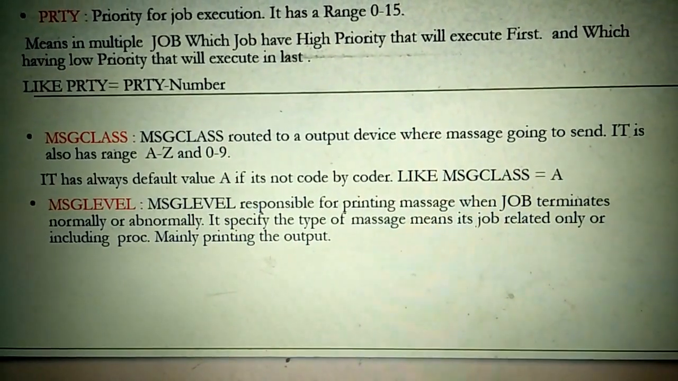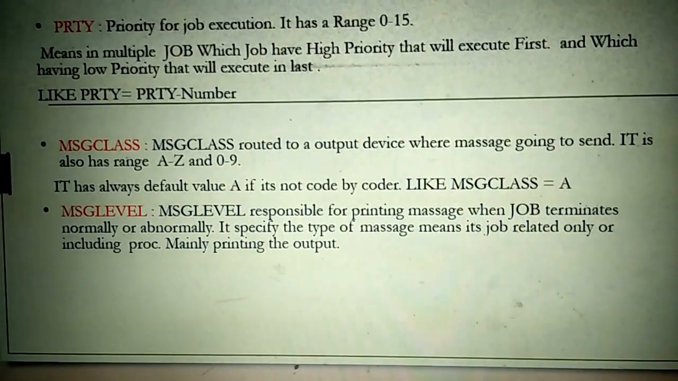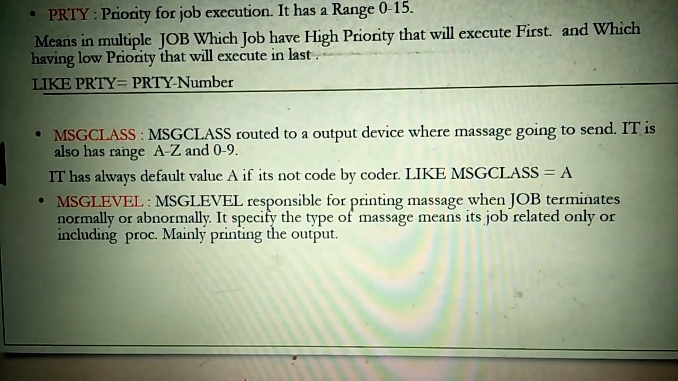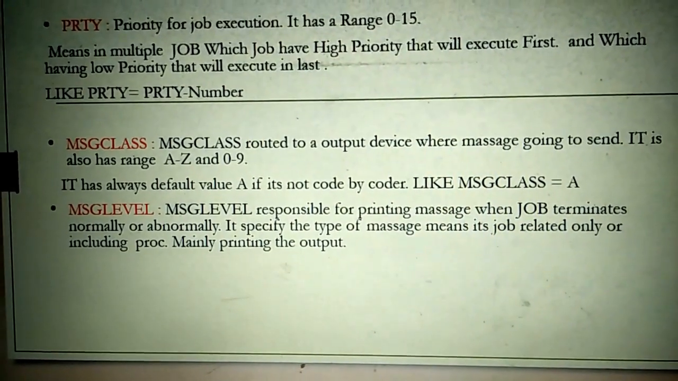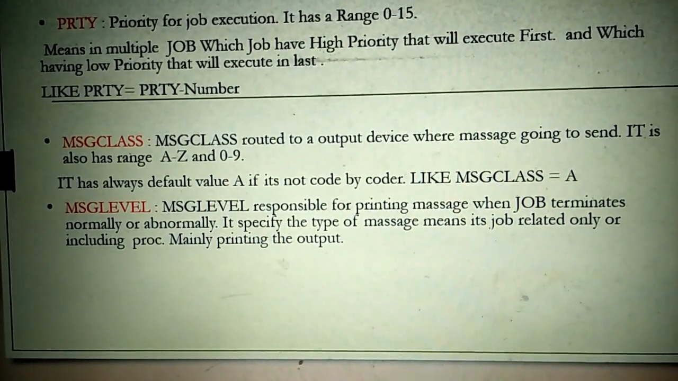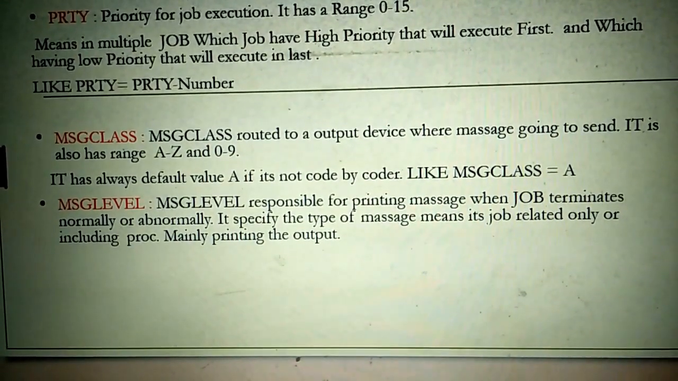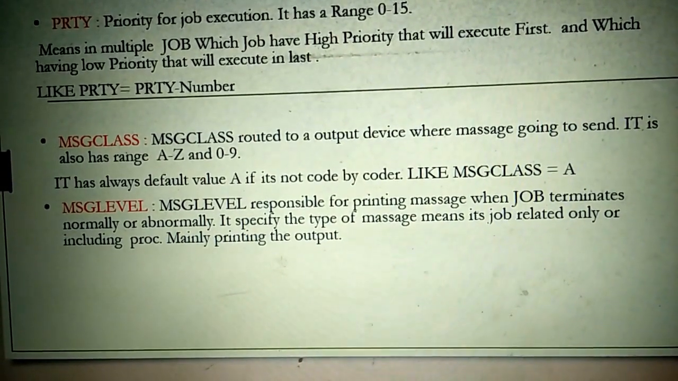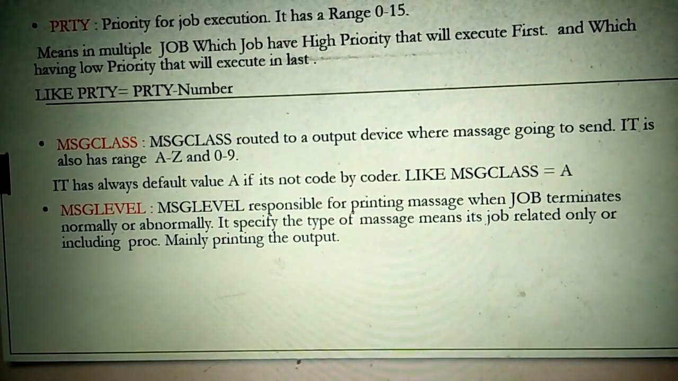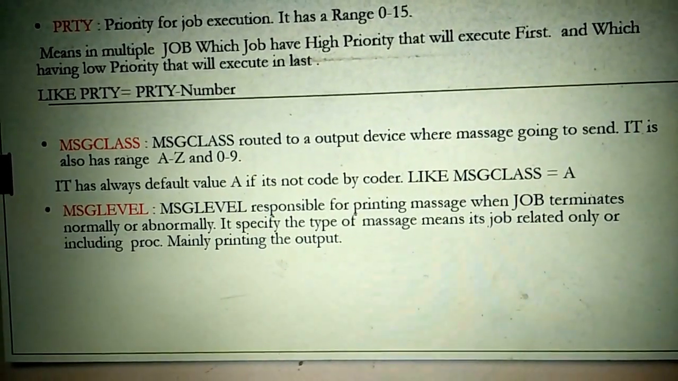It always has a default value of A. The range is A to Z and 0 to 9, and it also takes one letter or one numeric. If we do not mention it, by default it will take A, like MSGCLASS=A. It can be anything from A to Z or 0 to 9.